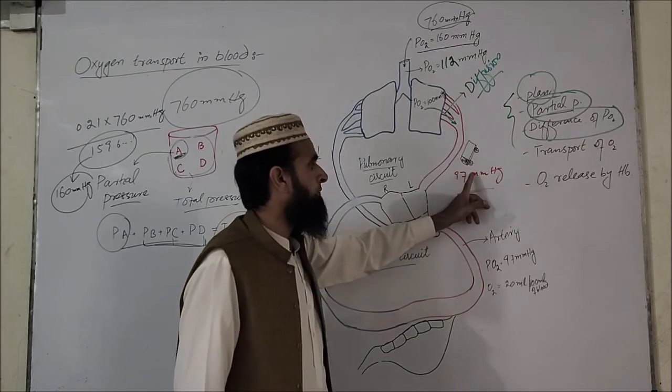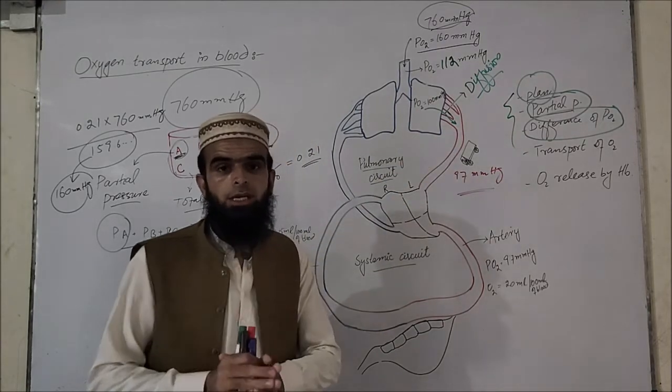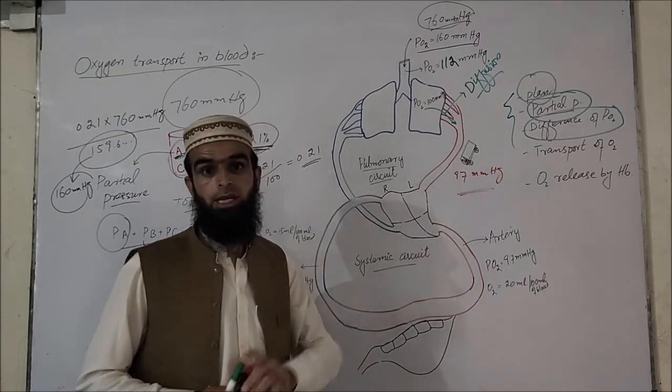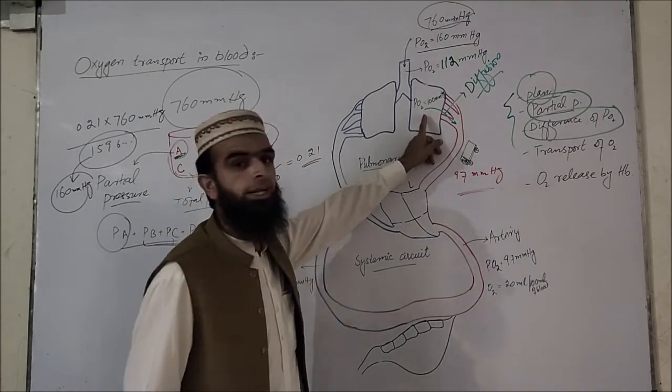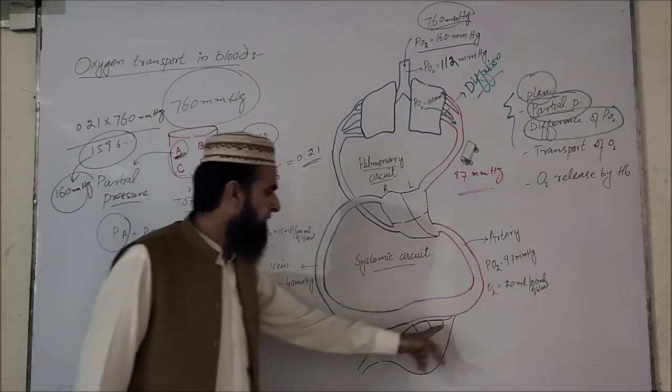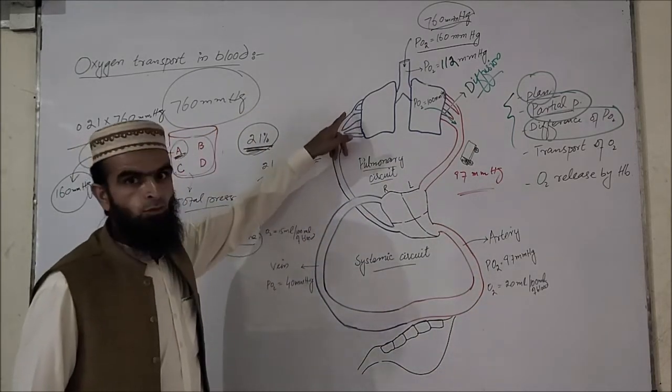Here is another very important question: the partial pressure of oxygen in the arterial blood is 97 millimeter of mercury, and it is 100 millimeter of mercury in the alveoli. When we talk about the venous blood, what happens?